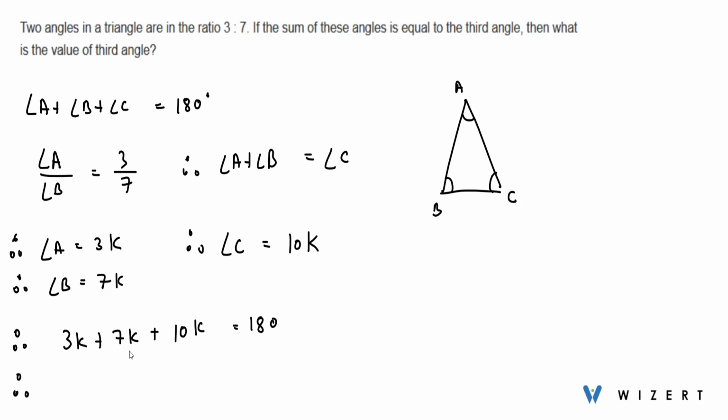Therefore, 10 plus 7 is 17, 17 plus 3 is 20. 20k will be equal to 180. Divide both sides of the equality by 20. So 180 upon 20 will give us 9. Now in the question, we have to find the value of the third angle, that is angle C. Therefore, angle C will be equal to 10 multiplied by 9. So it will be 90 degrees. So this will be our final required answer.